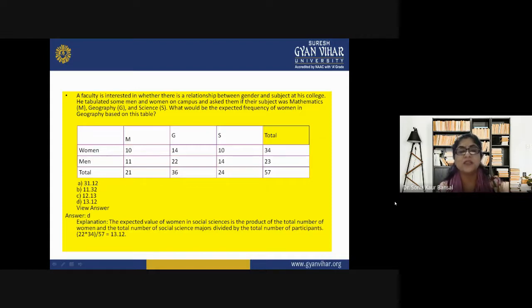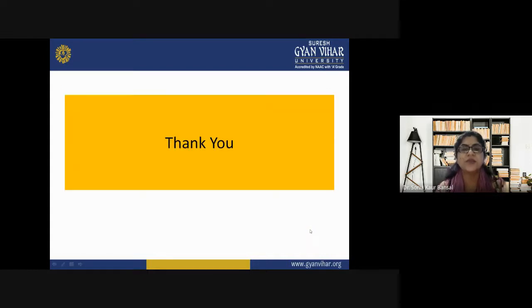So the correct answer, out of the 4 options given, would be 13.12. Explanation: the expected value of women in social sciences is the product of the total number of women and the total number of social science majors, divided by the total number of participants. So it is 13.12.